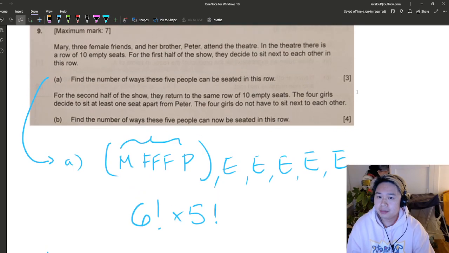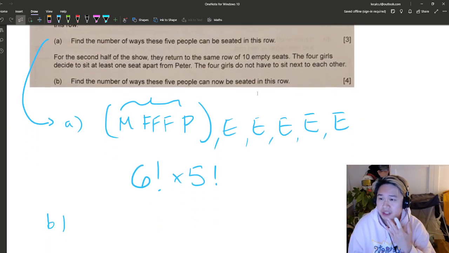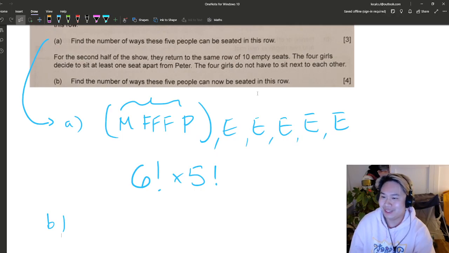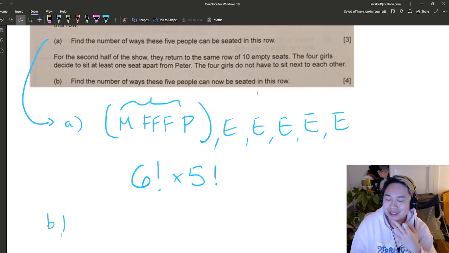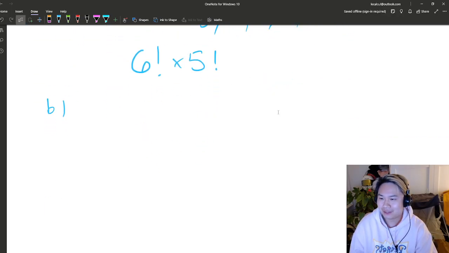Okay, part B. For the second half of the show, they return. Same seats. The 4 girls decide to sit at least 1 seat apart from Peter. What did Peter do? The 4 girls, however, don't need to sit next to each other. Find the number of ways these people can now be seated in this row. Damn, what the hell did Peter do in the first half of the show?